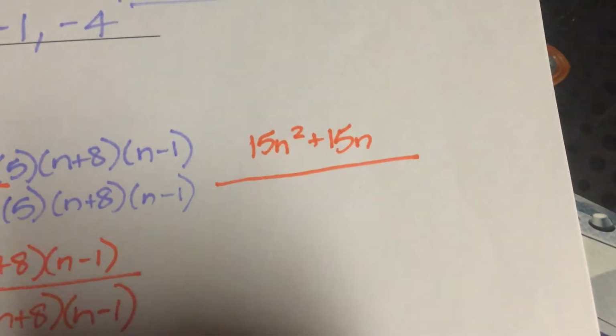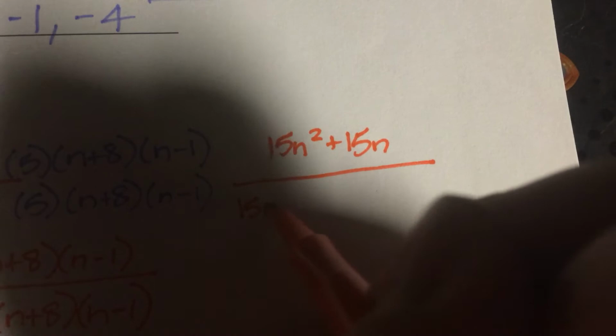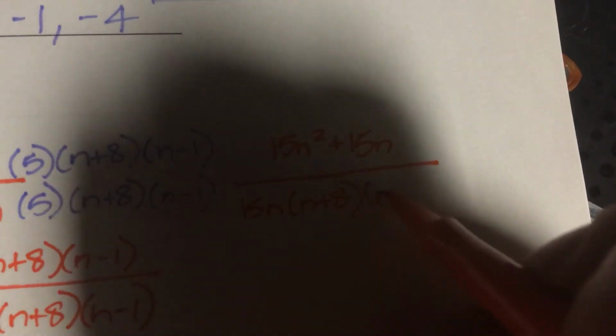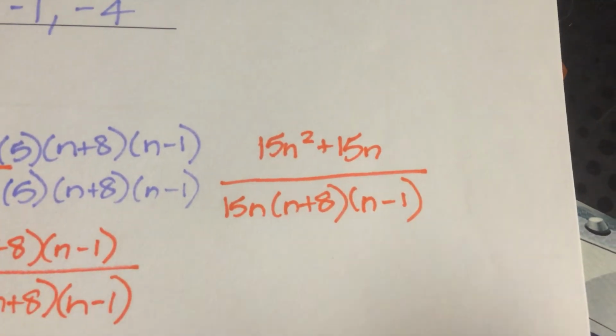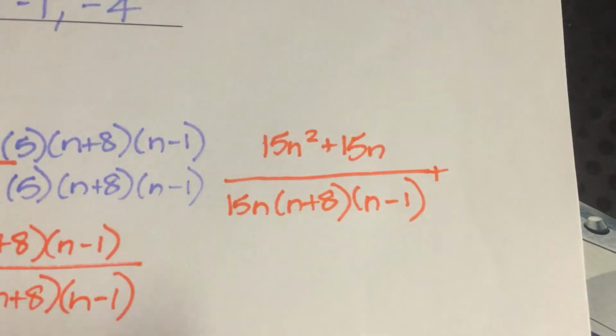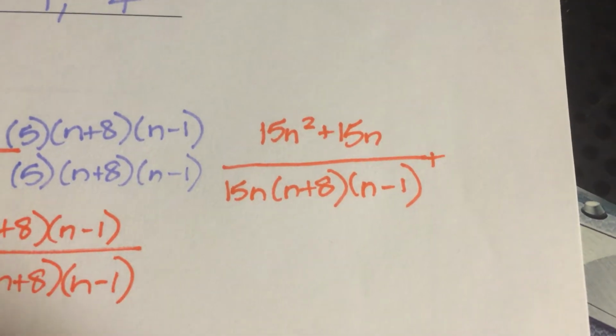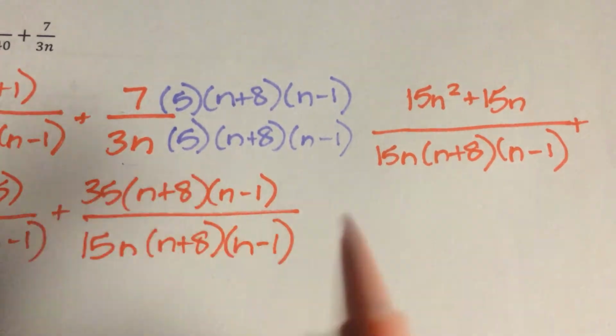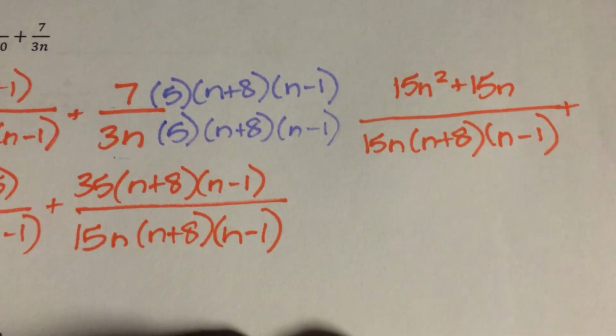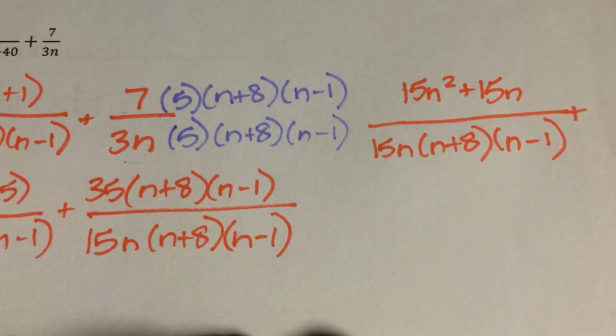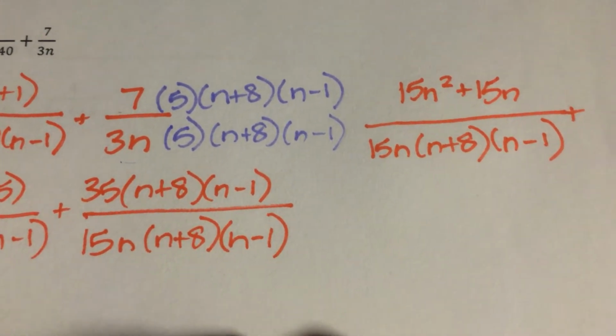So bear with me. I'm going to go over here. So 3n times 5n is going to give me 15n squared plus 15n. Okay. And then still got my same denominator, 15n times n plus 8 times n minus 1. Okay. And then I'm going to go ahead and multiply 35 times n plus 8 just to get that together. And then I'm going to have to end up multiplying all of it by n minus 1.